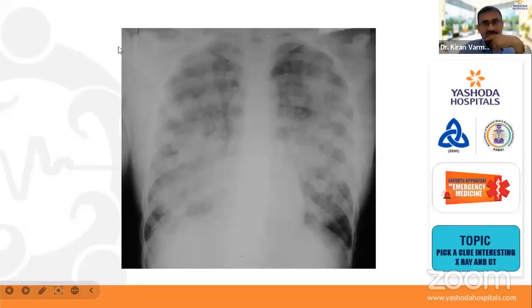Then where do you see Kerley B lines? Pulmonary edema or ARDS? Kerley B lines, correct. Kerley B lines in pulmonary edema.